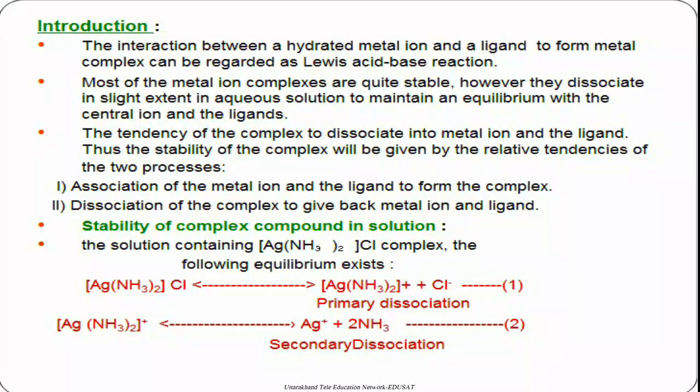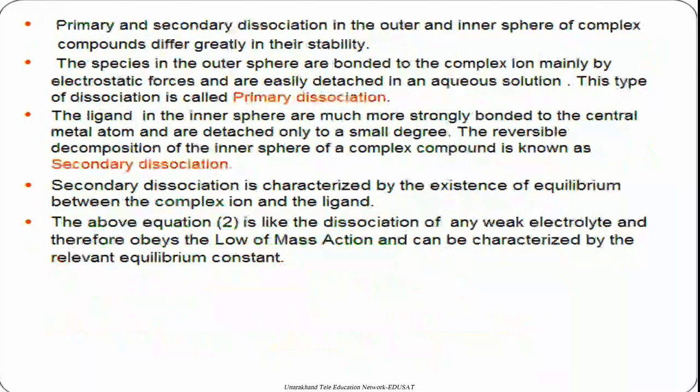In this case, the complex ion [Ag(NH3)2]+ again dissociates into Ag+ ion and NH3 molecules. These are in equilibrium conditions and dissociate to a very small amount. This is also called secondary dissociation. The outer and inner sphere of complex compounds differ greatly in their stability.